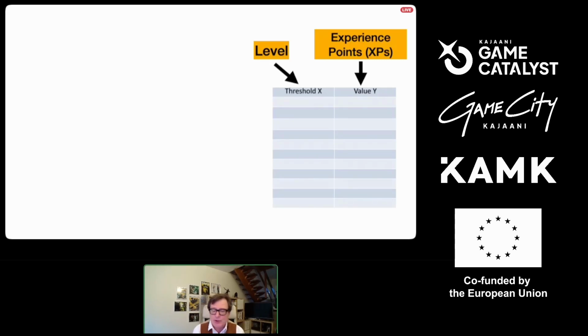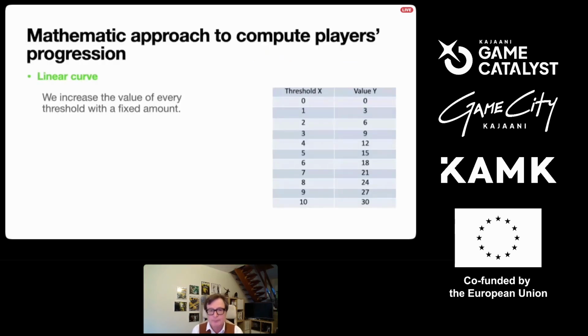Now we're going to see some tools and techniques. Let's assume that in our example, players need to reach XP thresholds, experience points thresholds, in order to unlock new levels. So XP is the value we want to compute for each level, and in my example, levels are called a threshold. Let's talk about mathematical approaches to build this progression curve.